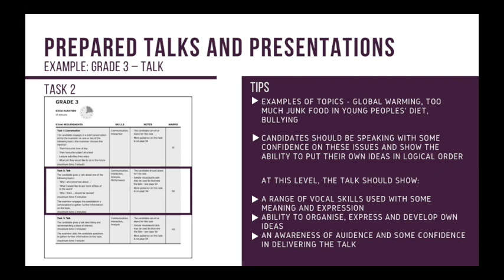Therefore, in the task, the candidate might give a talk about global warming, or too much junk food in the young person's diet, or bullying, all from their own point of view and using their own reference points. By this level, they should be speaking with some confidence on these issues and demonstrate the ability to put their own ideas in some logical order.